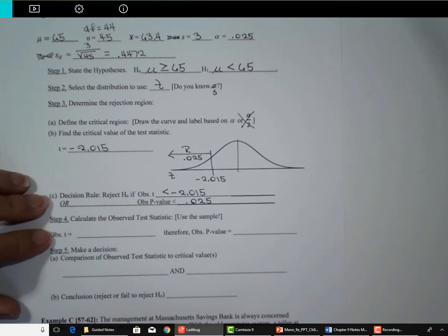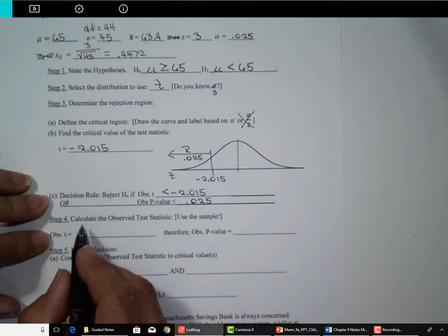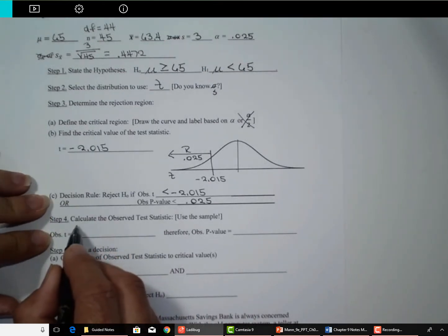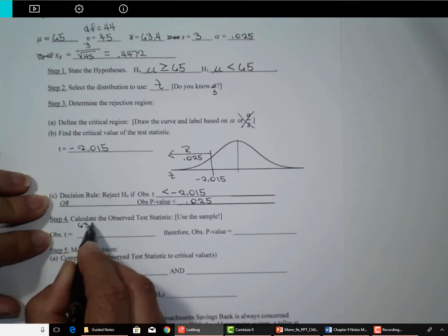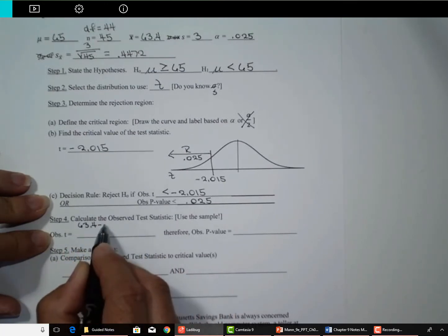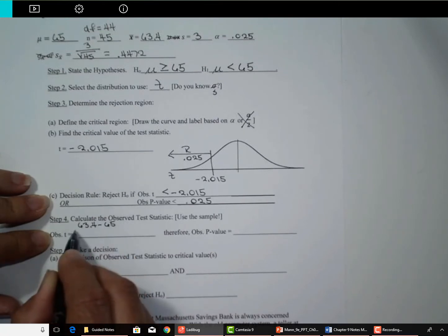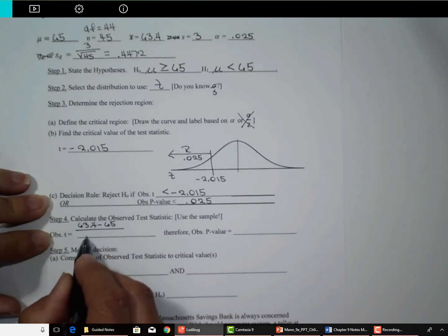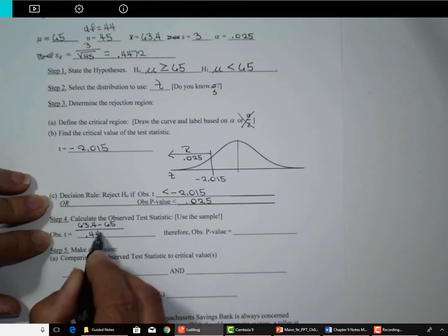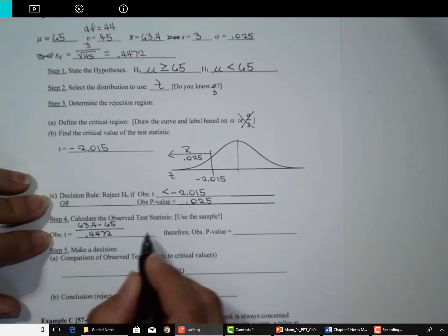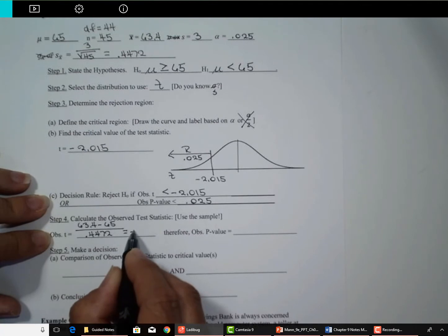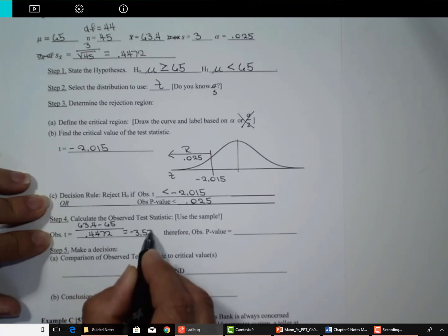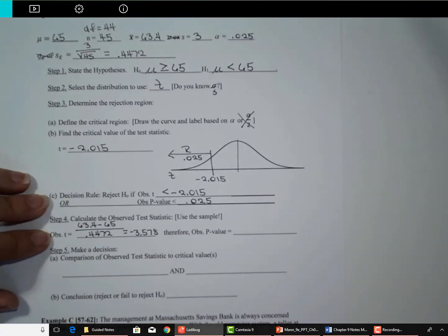So now we have to find observed t. We'll find that from our sample mean of 63.4, and then we'll subtract the mean that the company has of 65 months. And then we'll divide by the standard deviation that we calculated of 0.4472. When we do that, we end up with negative 3.578, 3 decimal places for t-values, remember.